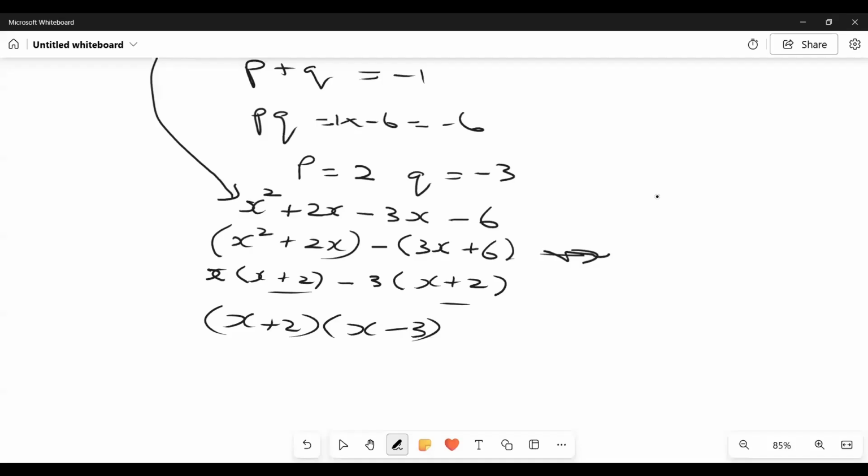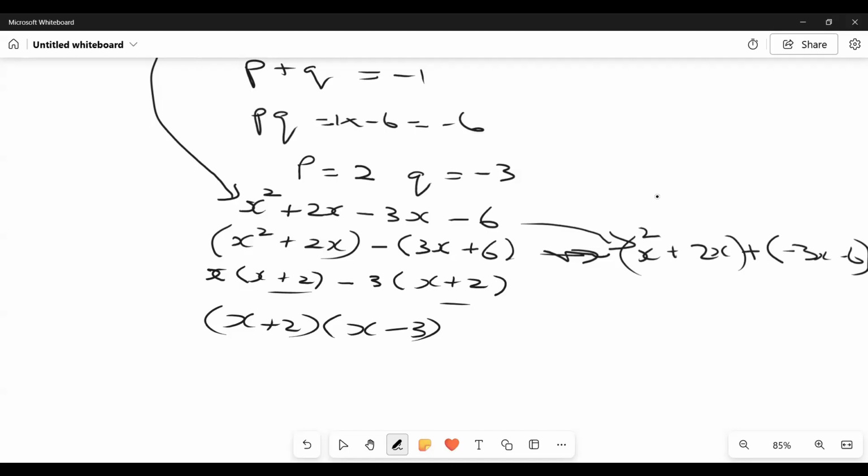So, sorry, I'm coming from here, right? Here. So you go with x squared plus 2x. And you want to put a plus sign there, no problem. Put minus 3x minus 6 in there, right? So we go like this.